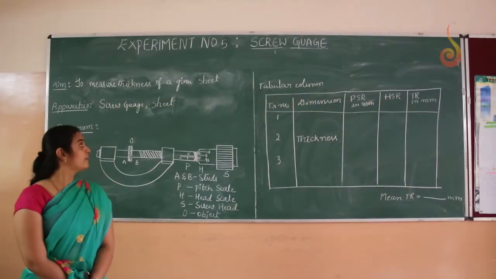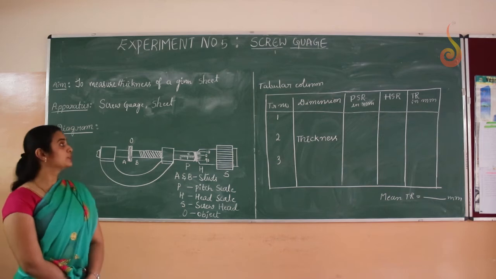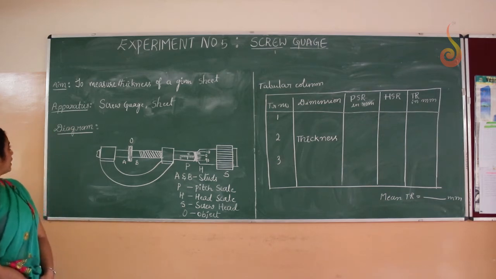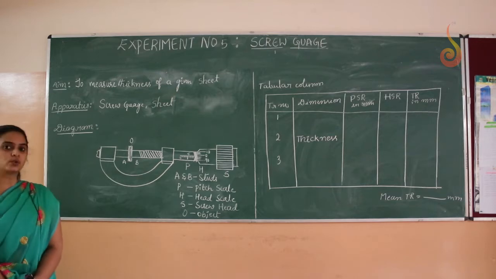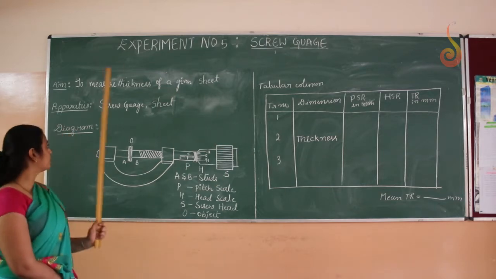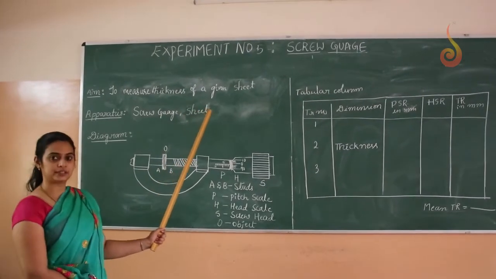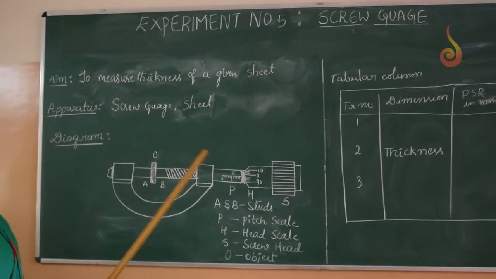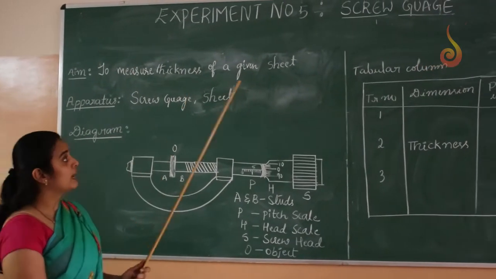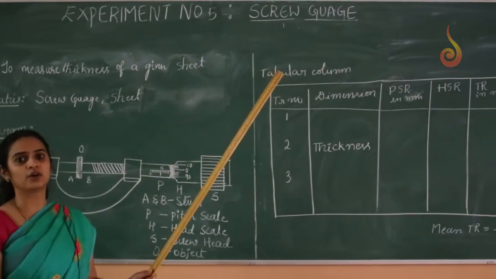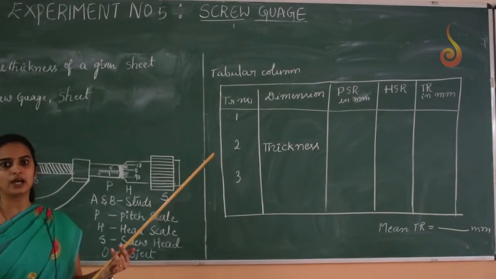Hello students, we'll move on to the fifth experiment, that is also screw gauge. In this experiment, we are going to measure the thickness of a given sheet using a screw gauge. The apparatus required to perform this experiment are a screw gauge and a sheet. Here is the diagram I have already explained in the previous experiment. Its observation consists of pitch value, zero error value and least count value.